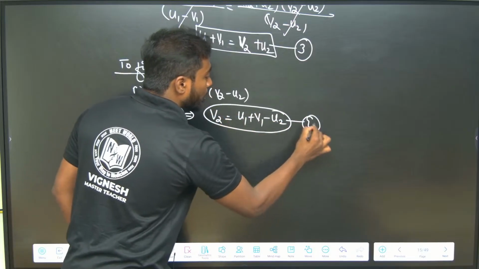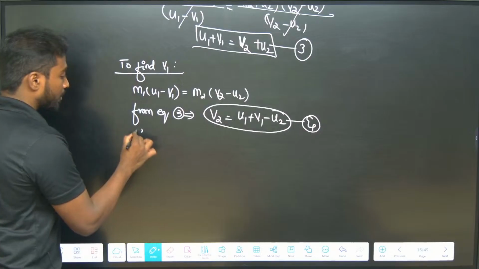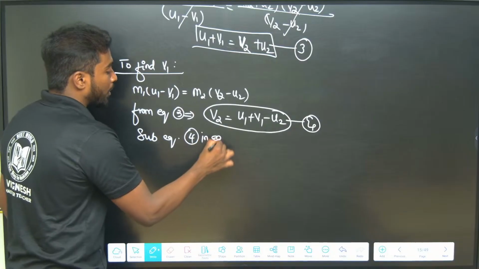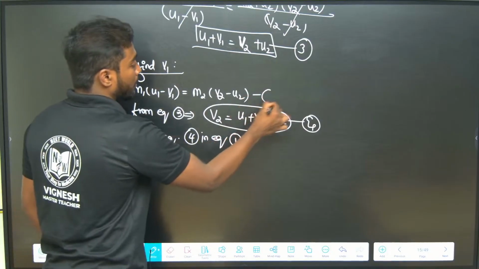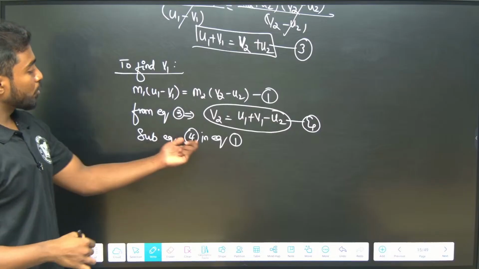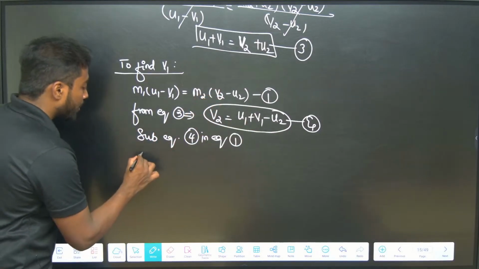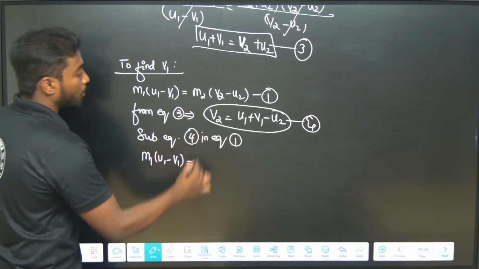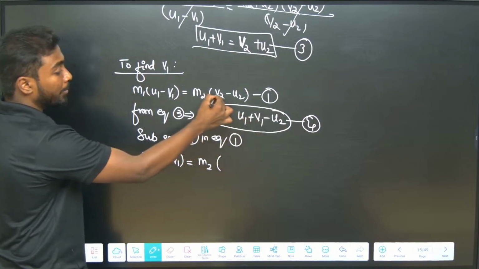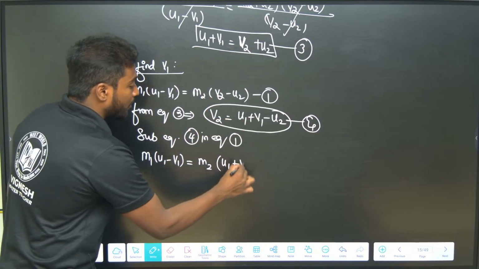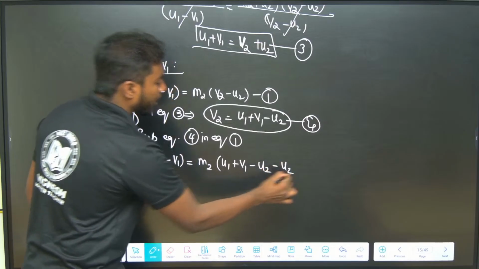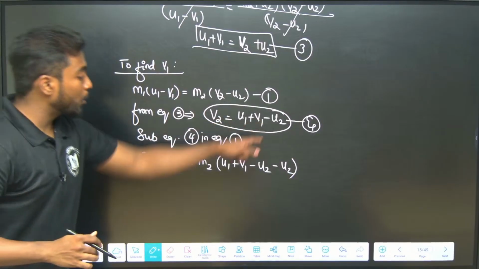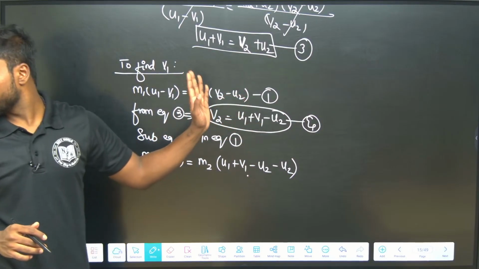So this is equation 4. Substitute equation 4 in equation 1, right. This was equation 1. So substitute equation 4 in equation 1. What will I get? m1 of u1 minus v1 is equal to m2 of, what is v2 here, u1 plus v1 minus u2, okay. That's it. That's the v2 value I have substituted in equation 1.